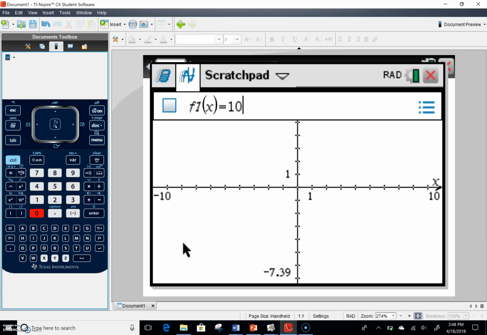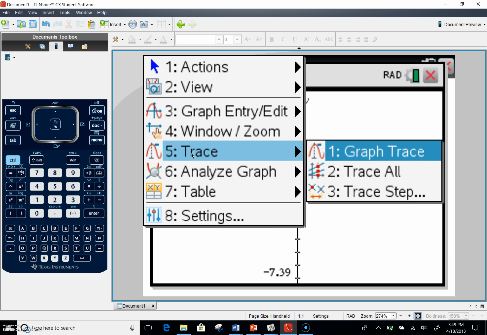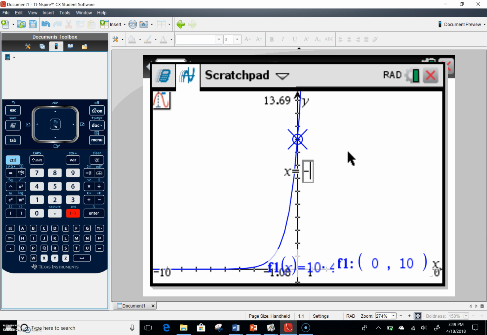Okay, so we got 1, 2, 3, 4. It's going to be a little bit bigger, so let's see what number there really are. So I'm going to zoom, and not going to trace. Graph trace. Okay, so 0 is supposed to be 10. Negative 1 is supposed to be 2.5.